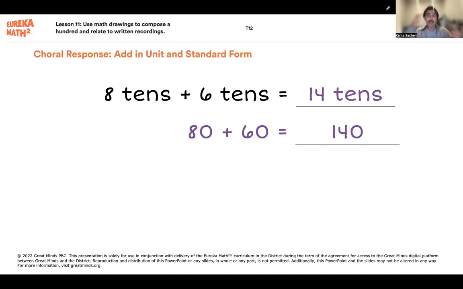Okay, so we're going to continue to think about, right, when we're adding our tens, that we're not just adding 1 plus 1 plus 1, but we're adding 10 plus 10, right? We're working with our tens. And remember that when we get 10 tens, we make 100.